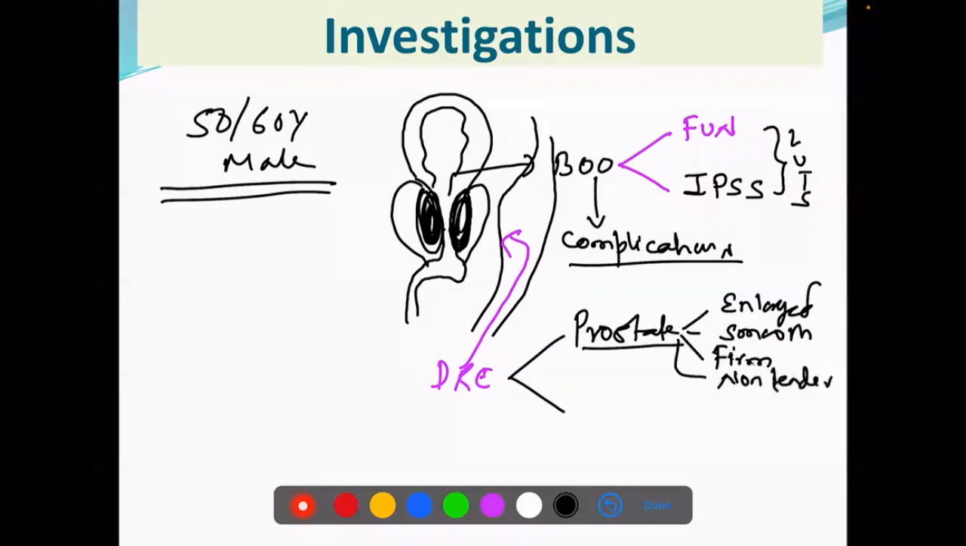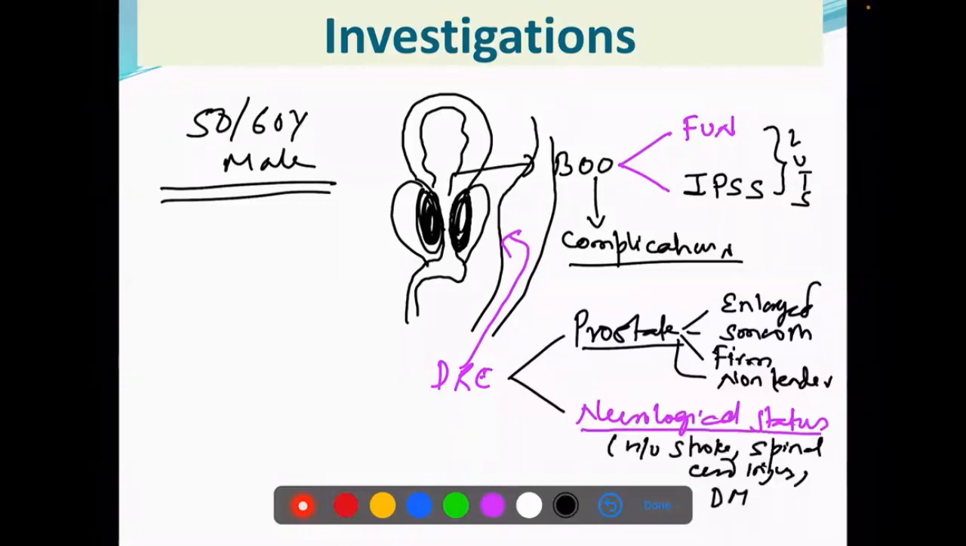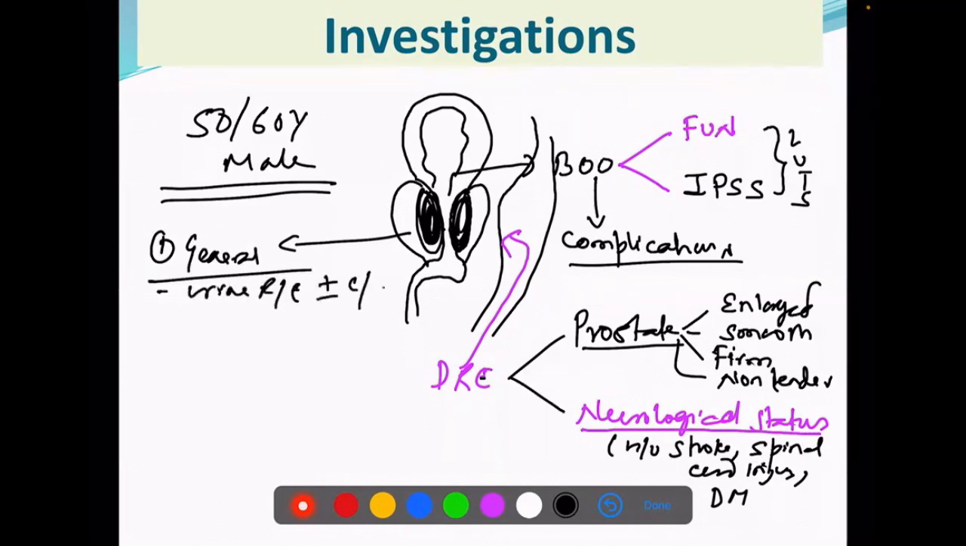Always check about neurological status, anal tone, anal sensation, anal grip, and bulbocavernous reflex. So once we have idea fine, this could be an enlarged prostate, then what to do? We have to now investigate. How to investigate? There are some general investigations. We always do that. For example, urine routine and sometimes culture.